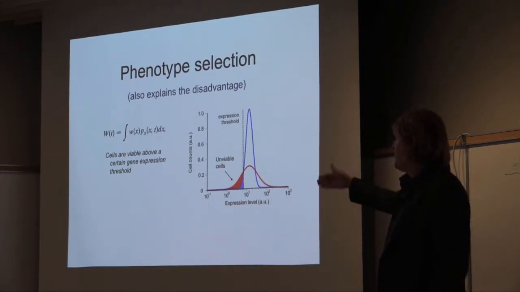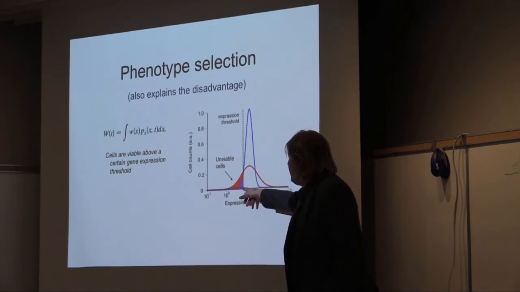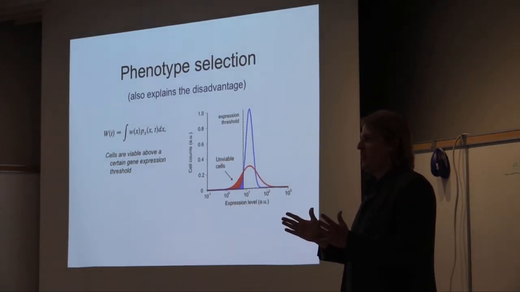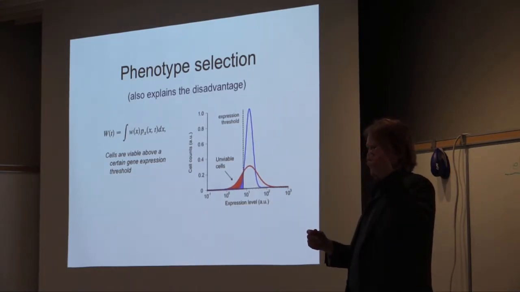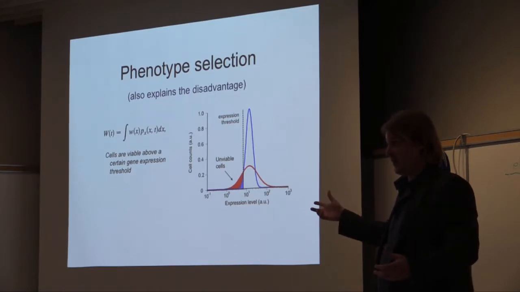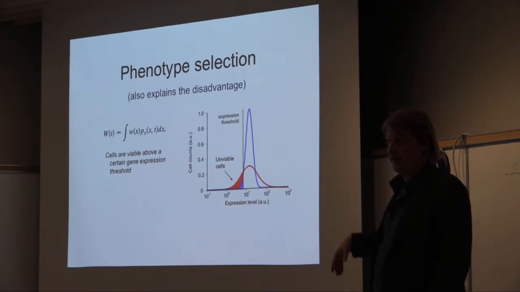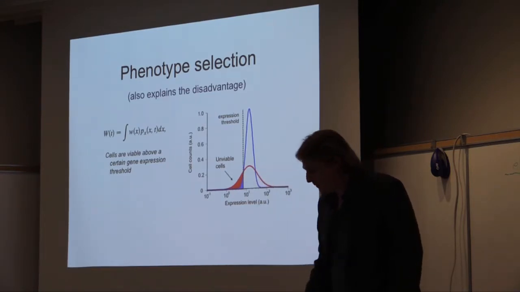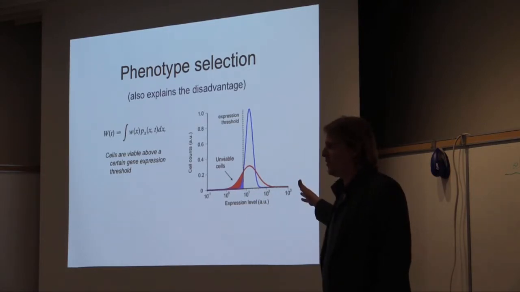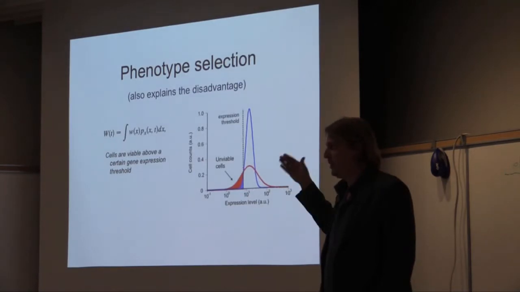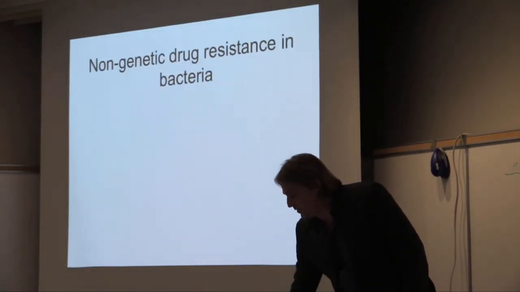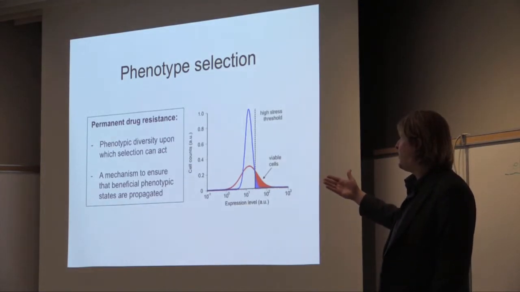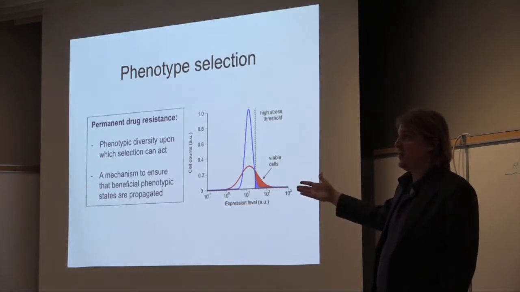This also explains the disadvantage: if we put the threshold further down, the broad distribution now has a bigger fraction of unviable cells than the narrow one. So this variation, where noise below a threshold is a disadvantage and above a threshold is advantageous, can be explained fairly easily based on a fairly simple description of the instantaneous phase. I like to call this acute phenotypic selection, because it still doesn't capture what goes on in time; this only works at time t. I'll get back to that in a second. So we need a diversity that allows selection to act, and a mechanism to ensure that it's propagated.